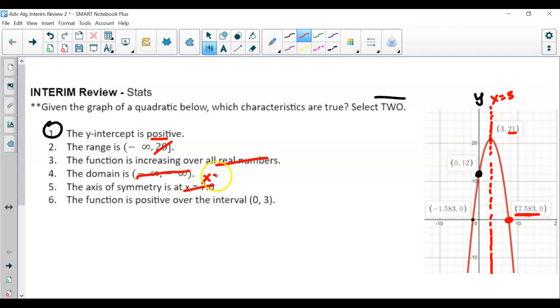So let's make sure then that the last is correct. This last part is our true statement, that the function is positive, so up above, over 0 to 3. From 0 to 3, is this positive? Yes, we are above, we're in the positive. All of this is positive. So that is our other true statement here.